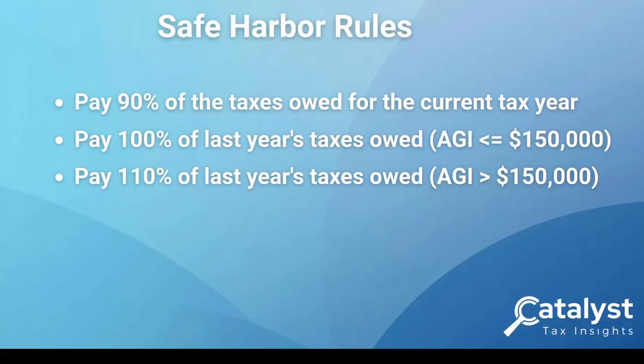Option 2 is to pay 100% of last year's taxes owed, or 110% if your AGI is over $150,000. For example, if last year you owed $5,000 in taxes and had an AGI under $150,000, this year you just need to pay at least $5,000 in estimated taxes, even if your actual tax bill turns out to be double that. For high income earners over $150,000, increase that example to $5,500.